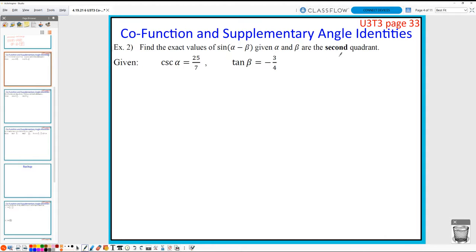Okay, in this case, they tell me they're both in the second quadrant. So I'm going to draw two triangles, because otherwise it's going to be a little bit messy, right? If they're both in the second quadrant, that helps, because I know the second quadrant is going to be here. I'm going to exaggerate the second quadrant, obviously, to be able to actually draw this. Now, cosecant of alpha means it's hypotenuse over opposite. All right, so 7 over 25.